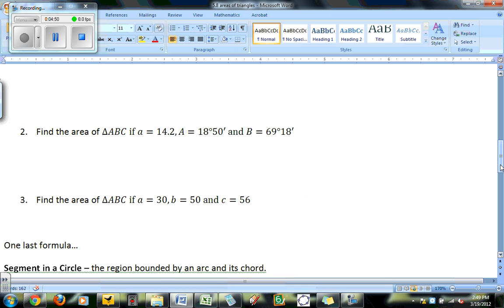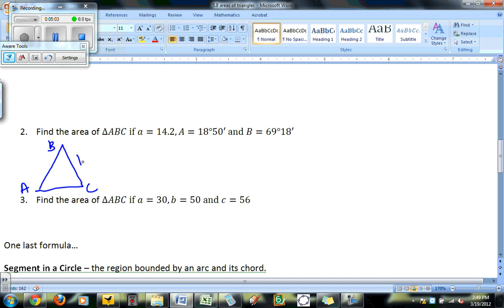So number 2 here is saying, find the area for this triangle. Let me draw it over here and label it A, B, and C. This time they give us a is 14.2. Big A is 18 degrees and 50 minutes. Well, I already divided by 60 already, and that is, let's see, 18.83. So we'll call this 18.83.